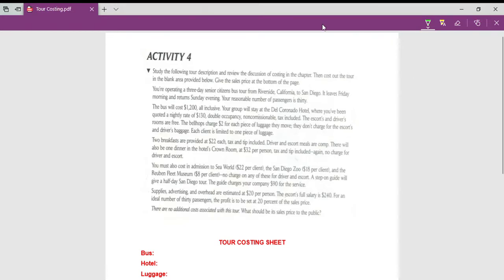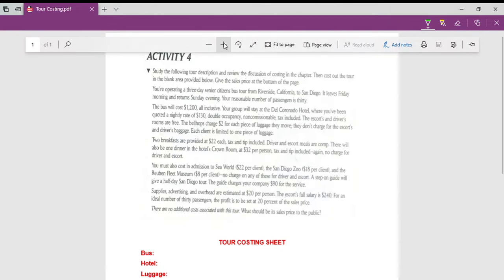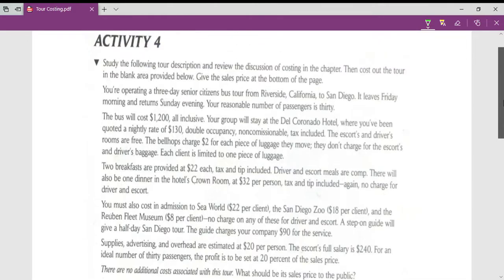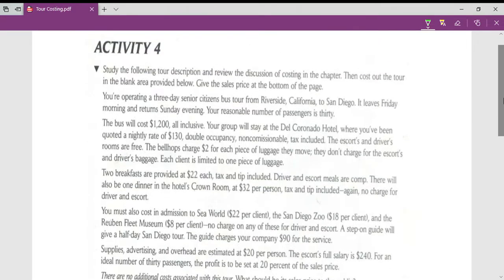All right, students. So this is the activity that I wanted us to have a look at, and this activity is also available in your conducting tour textbook. I'm not really sure which page that might be, but the idea with this activity is just to refresh your memory as to how to go about doing the tour costing.